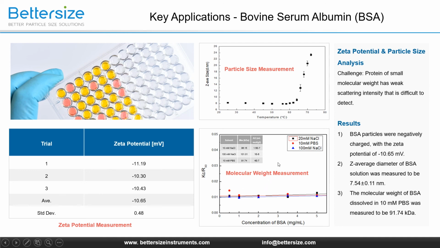According to our knowledge, when BSA was dissolved in aqueous environments, they form oligomers and aggregates. Therefore, the actual molecular weight will be larger than that of BSA monomer, which is 67 kilodaltons, and this fact was endorsed by the measurement results. In conclusion, three important properties of proteins were measured using three techniques with only one instrument. That's what the Binano 90Z can offer.